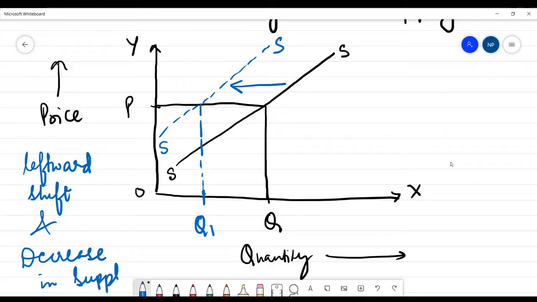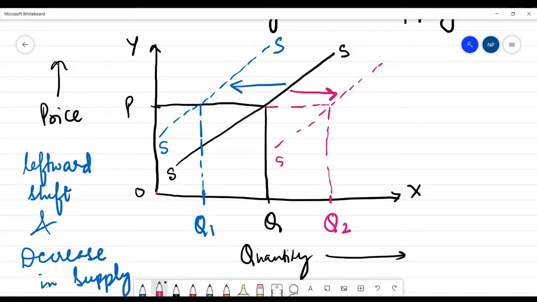Similarly, what happens if the quantity is increased? That means originally from O to Q, if I increase it to OQ2, what will happen at the same price level? If I draw this particular graph, again I will get a straight line, but this time this will be shifted to right hand side. Therefore, when the supply curve shifts to right hand side, it is known as rightward shift.